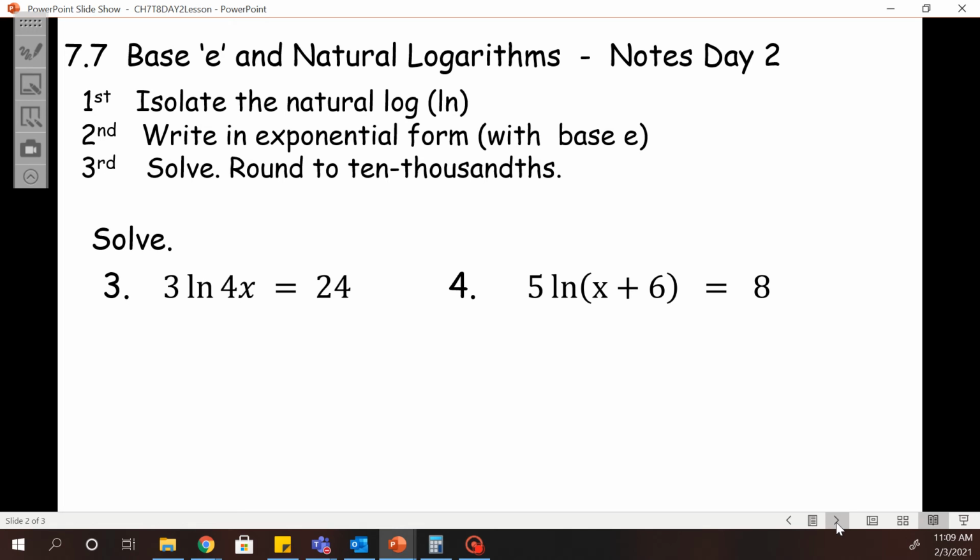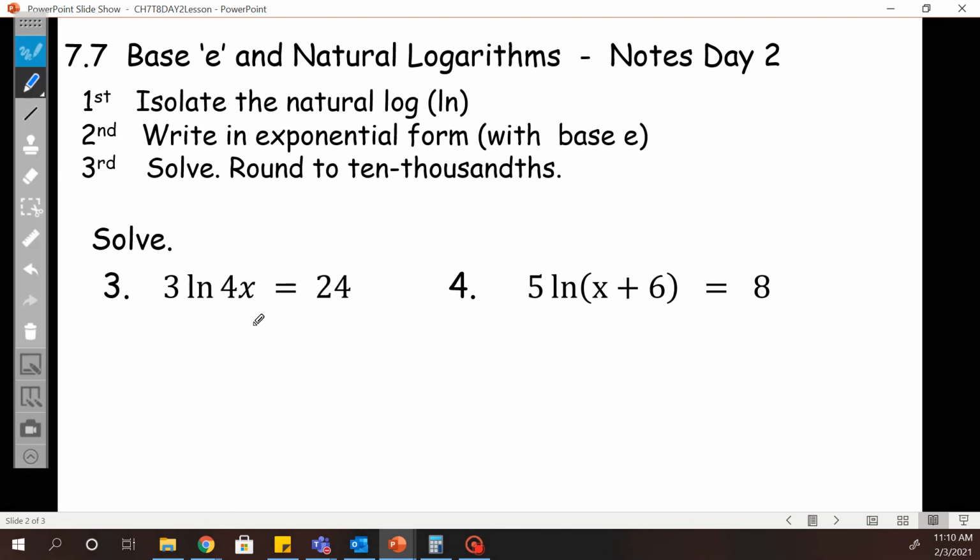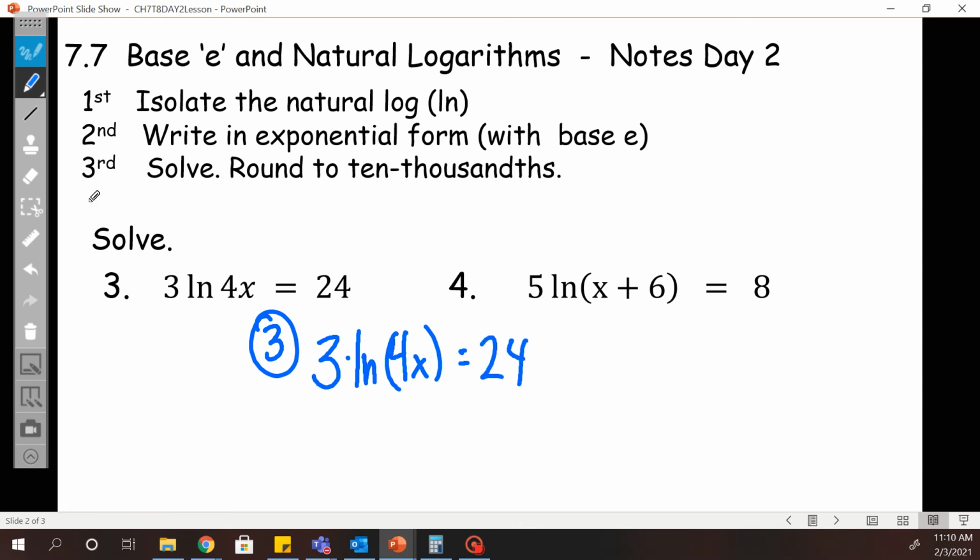Now let's say that we want to solve a logarithmic equation where the variable is inside of a log. Well, very similar. We will just change it to an exponential and solve the corresponding exponential. So this is 3 times the natural log of 4x equals 24.